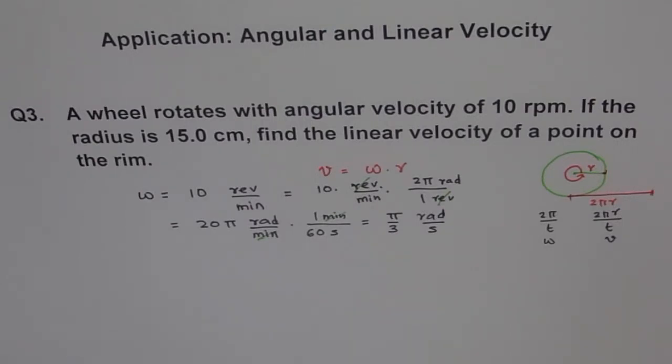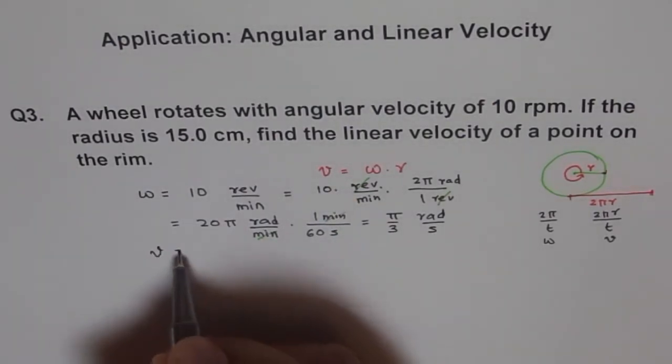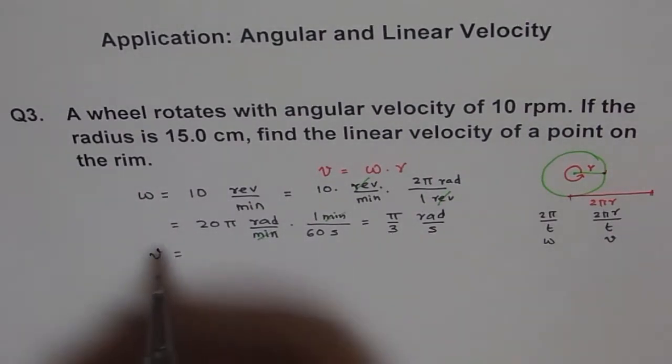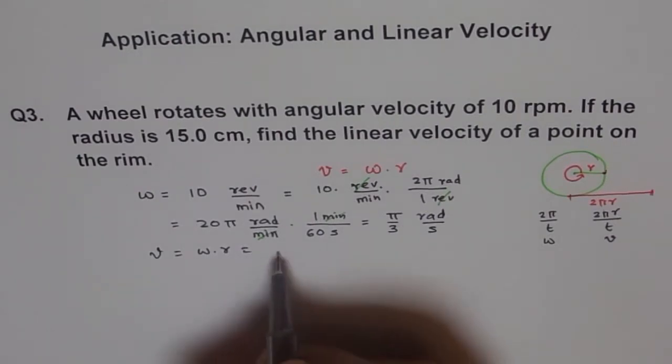Strictly speaking, radian is just a ratio. It's not like centimeter, meter, or something else. It's a ratio of arc length to radius, right? And now we can find velocity. Since we know radius is 15 for us, velocity is omega times radius. Omega is pi by 3.